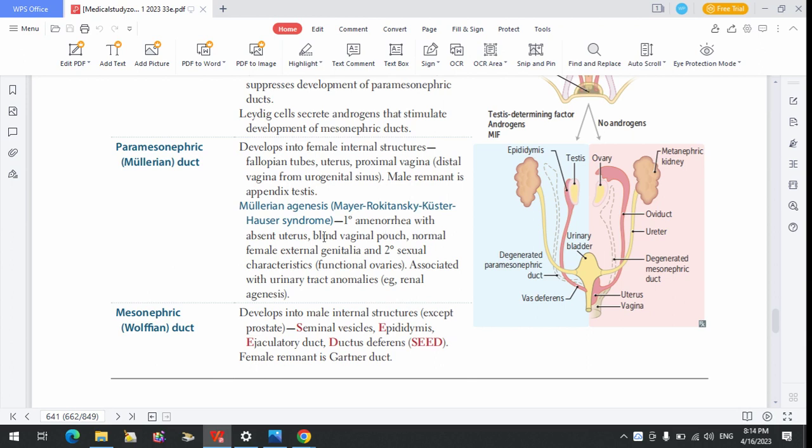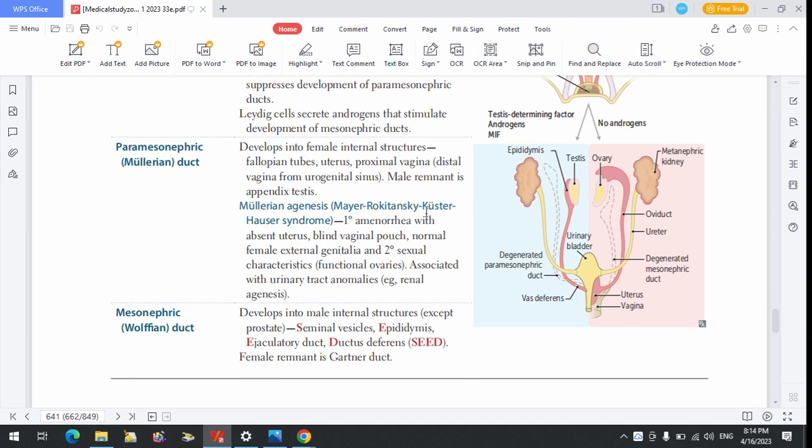But the person will still have normal external genitalia and secondary sexual characteristics, because formation of the external genitalia is under the influence of estrogen and is not related to the internal duct. The secondary sexual characteristics are also due to estrogen, which is secreted from the ovaries. So if the ovaries are working fine, they can stimulate the differentiation of the external genitalia as well as the secondary sexual characteristics. So Mullerian agenesis is also known as the Mayer-Rokitansky-Kuster-Hauser syndrome.